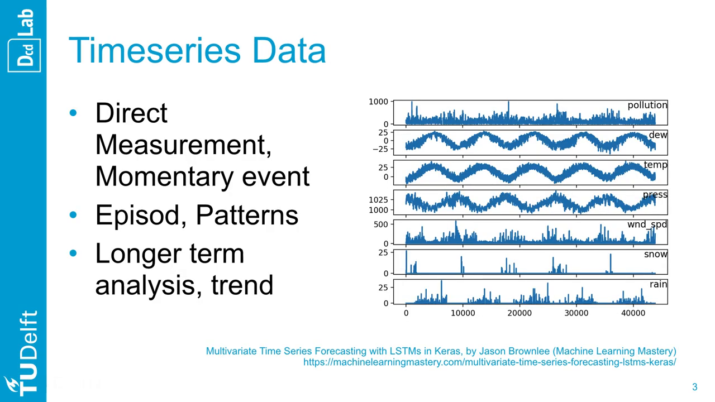IoT data often has the so-called 4 V's attributes of big data, standing for volume, velocity, variety, and veracity. However, its main characteristic is its connection to time, so-called time series. There are three time lenses to look at IoT data. First, the direct measurement. It is a momentary event represented by a single data point, the value of a sensor at a given time. On this chart, these are every single variation.